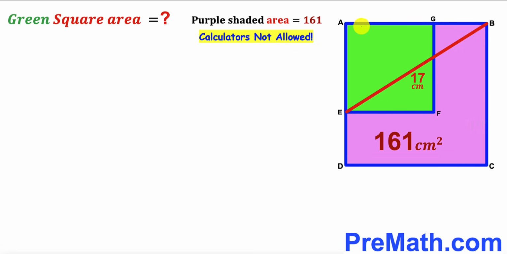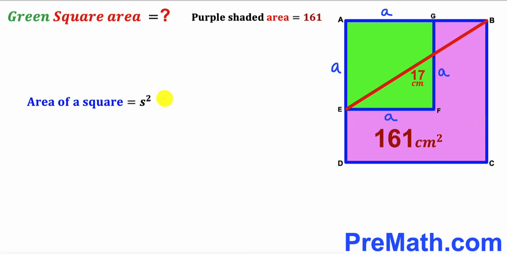Let's focus on this green shaded square. Since we are interested in calculating its area, I am going to label its side length as lowercase a. Then this side length is lowercase a, and lowercase a across the board. Now let's recall the area of a square formula. Area is always equal to s squared, where s represents the side length of the square. In our case, the side length of this green square is lowercase a, so the green square area is simply a squared.